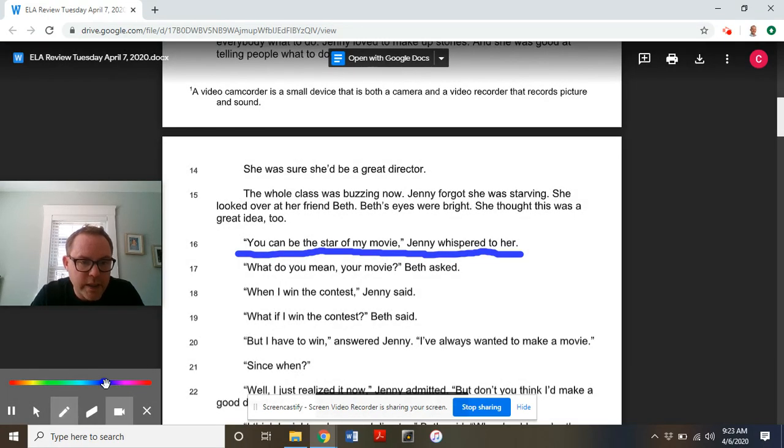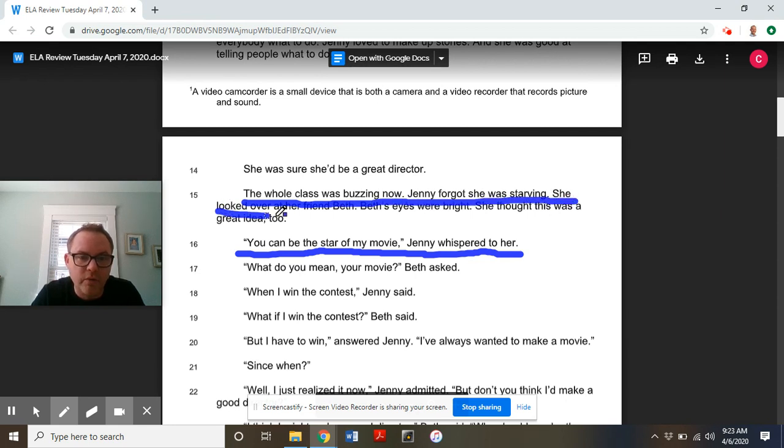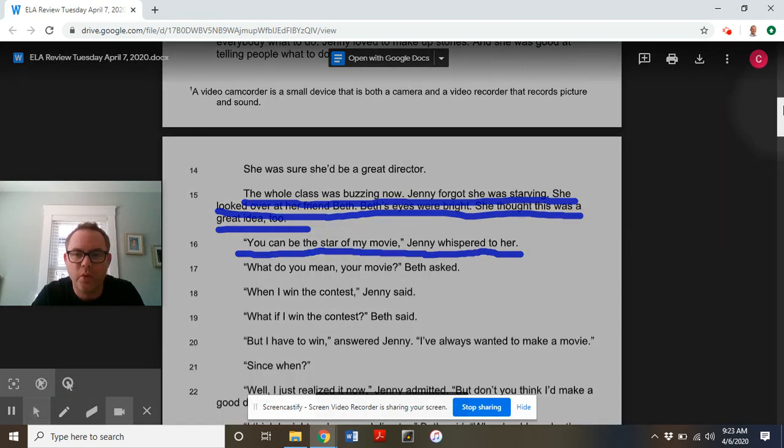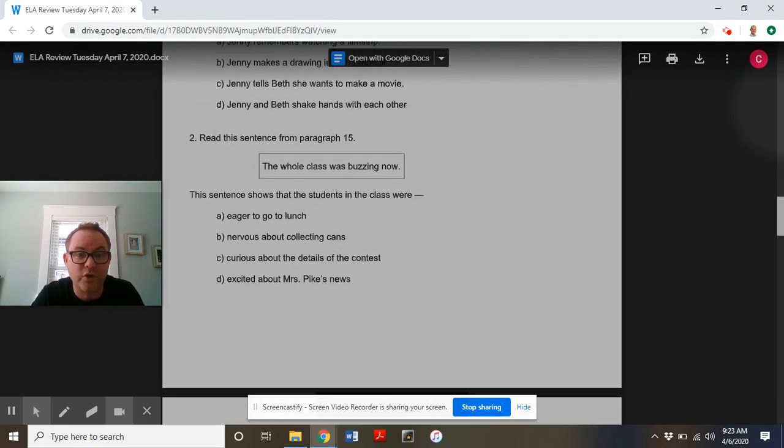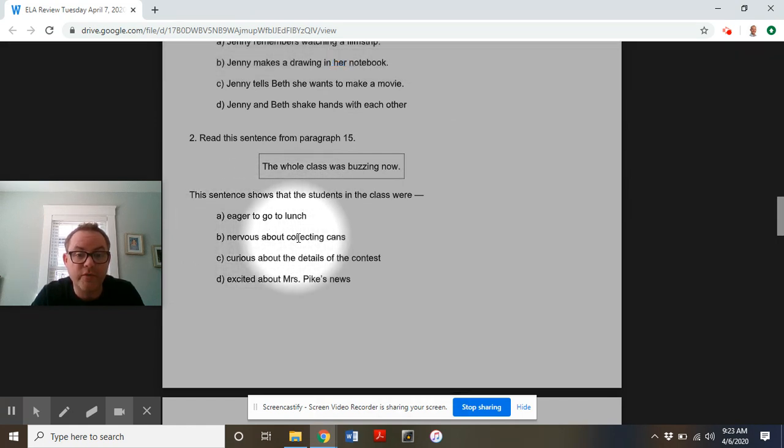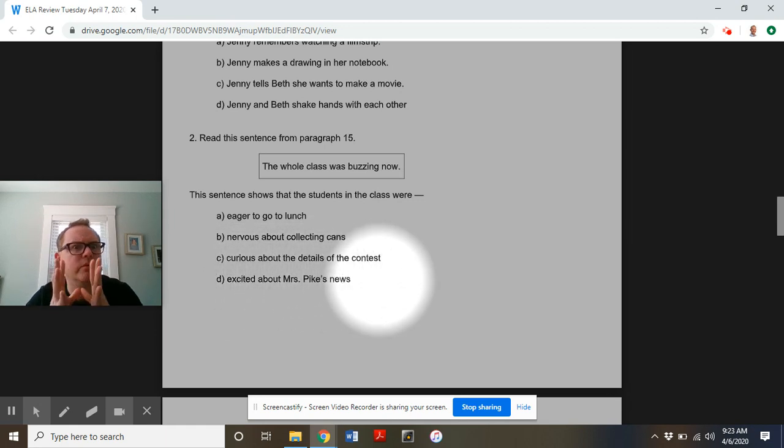Here is what it says. The whole class was buzzing now. Jenny forgot she was starving. She looked over at her friend Beth. Beth's eyes were bright. She thought this was a great idea, too. Aha! So the class was buzzing. Is the class eager to go to lunch, nervous about collecting cans, curious about the details of the contest, or excited about Mrs. Pike's news? What's the right answer?